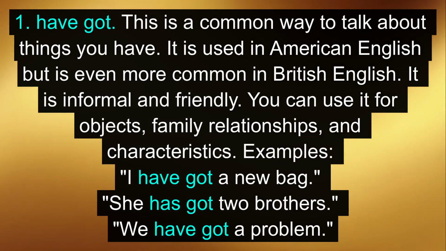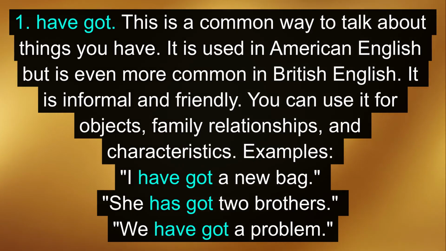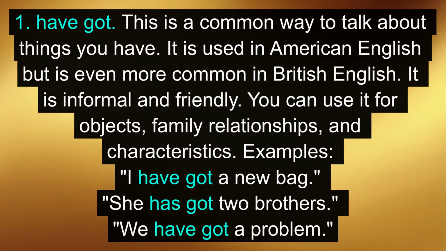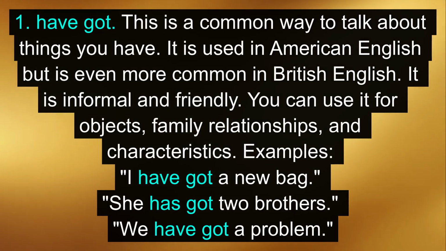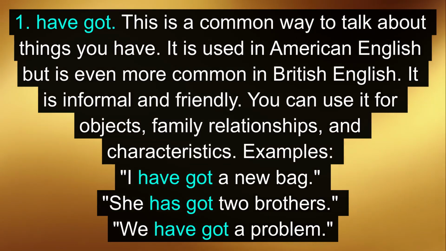1. Have got. This is a common way to talk about things you have. It is used in American English but is even more common in British English. It is informal and friendly. You can use it for objects, family relationships, and characteristics. Examples. I have got a new bag. She has got 2 brothers. We have got a problem.